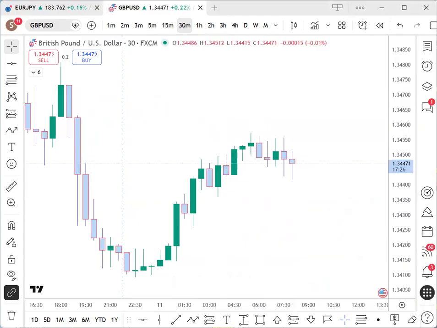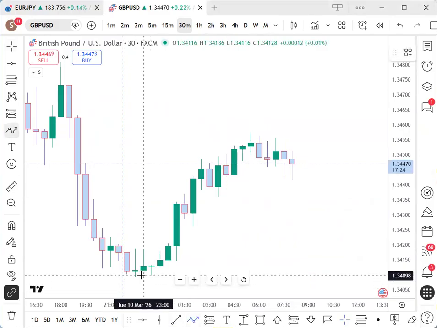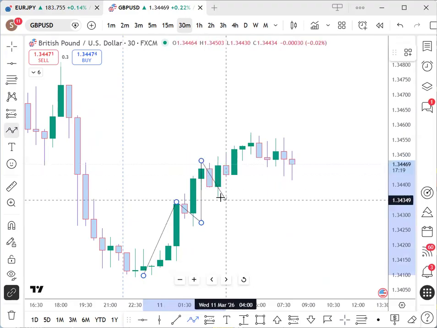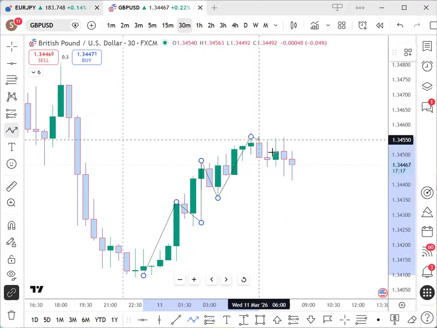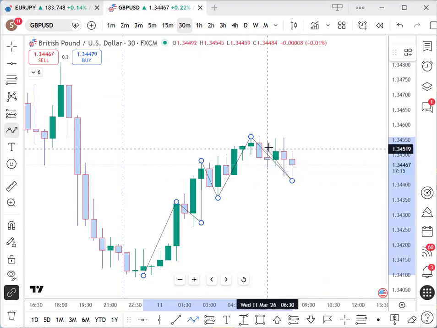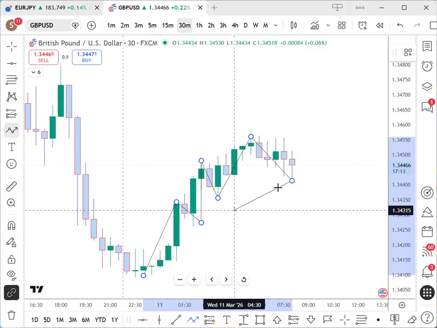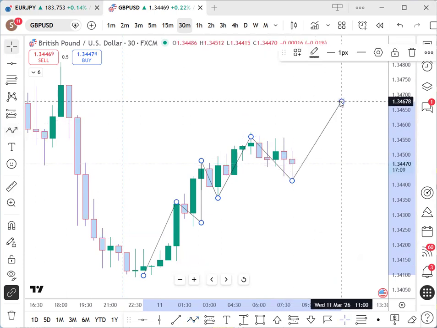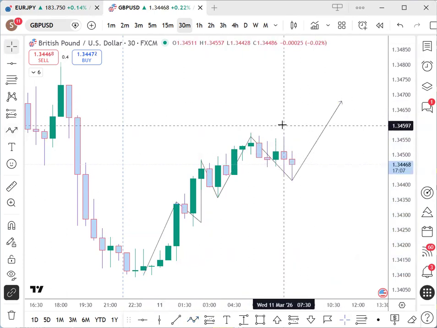This is pound USD. What is pound USD doing? It just moved up, pushed down, moved up again, small pullback, pushed down, and it's hesitating here now. So it's currently fairly bullish. So what do you expect? We expect it to come up and break above these highs here.